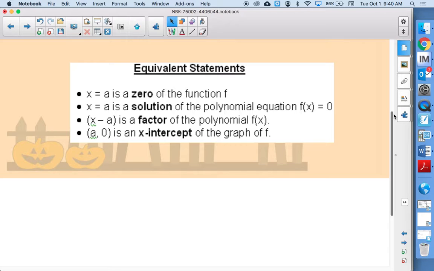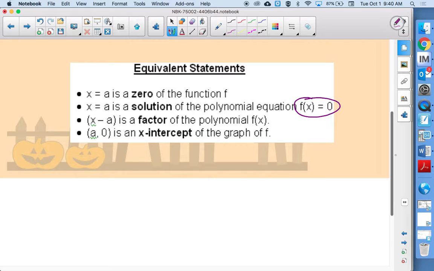Equal to, the same. So these statements are all the same, it just kind of depends on the wording, what the question is asking for. So it says that x equals a is a zero of the polynomial. So if I'm trying to find a zero, I can have it in the form x equals 5, x equals 10, x equals 15. The second bullet says x equals a is also a solution of the polynomial, because I'm solving for the equation when y is equal to 0, or when f of x is equal to 0.